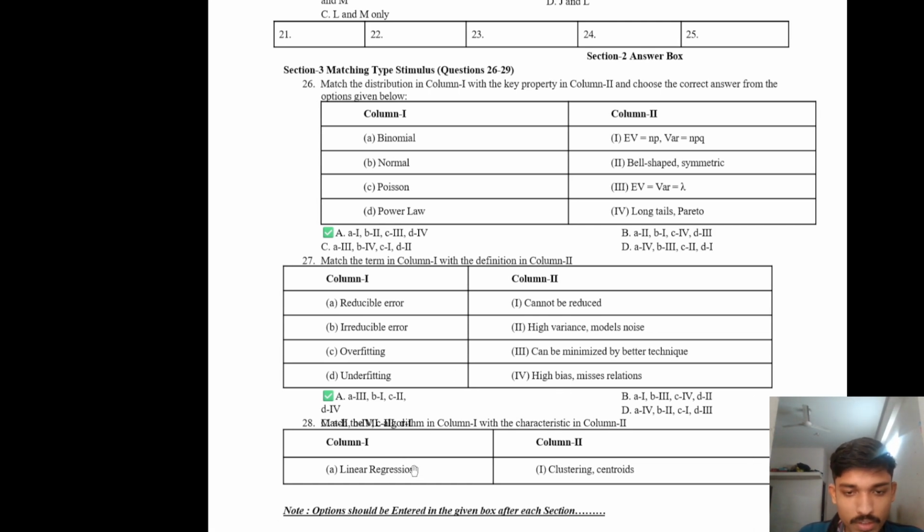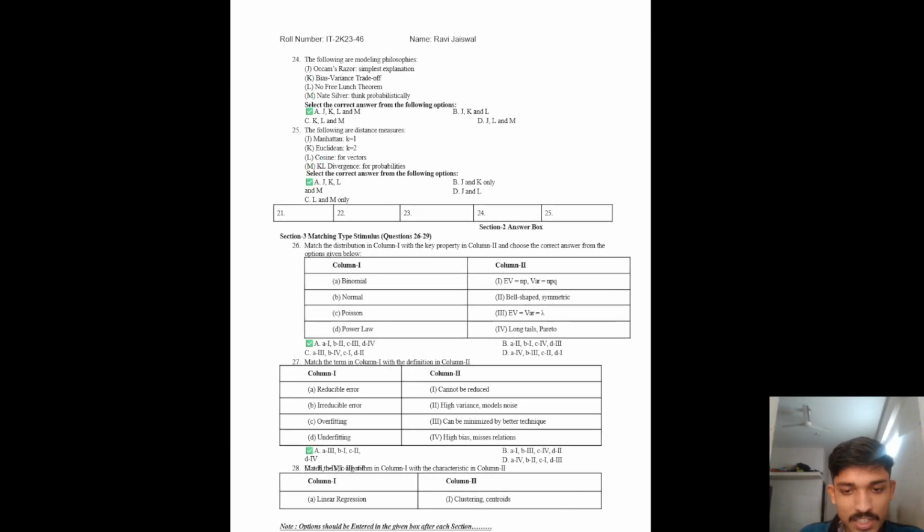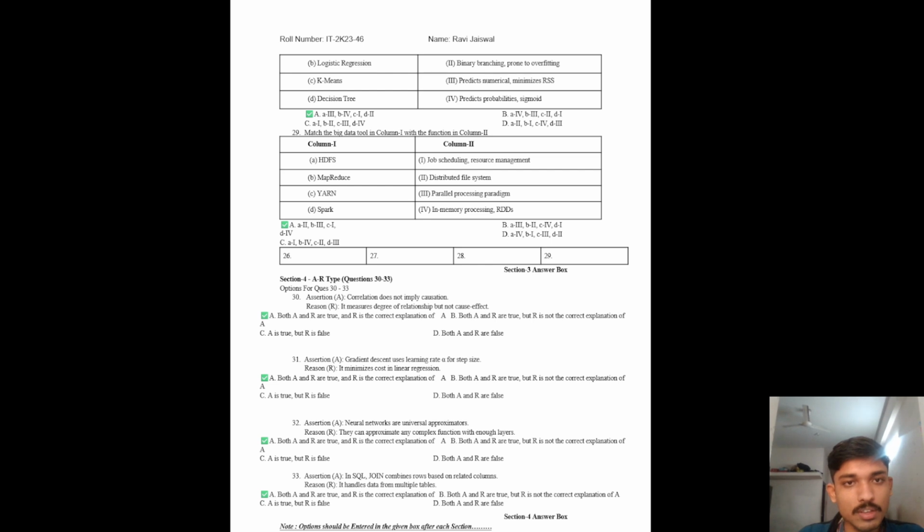Now let's talk about 21. So here the linear regression. We have to move to next page for this. Here also it is given logistic regression, k-means, decision trees. So if we talk about linear regression, it predicts numerical values. So A becomes 3. Logistic regression predicts probabilities, and k-means is clustering centroid. We have already discussed k-means clustering: in clustering we will take the k nearest observations and find the observation that is nearest to the centroid.